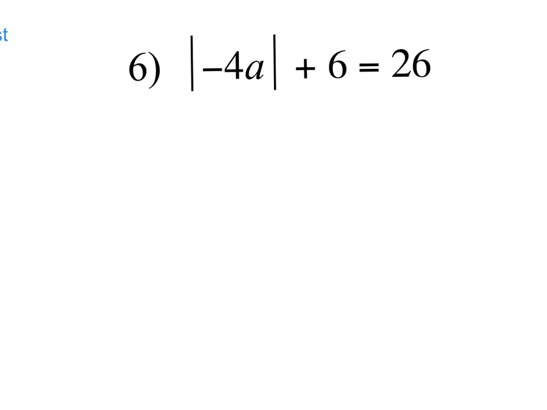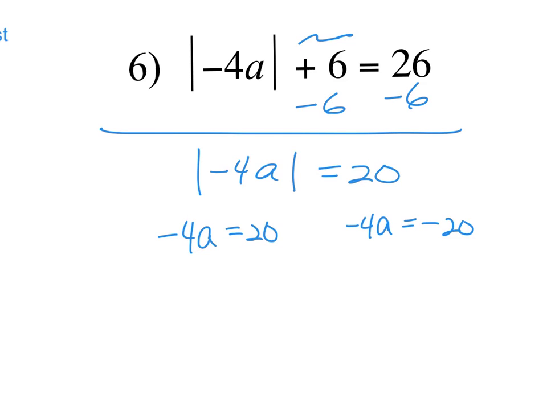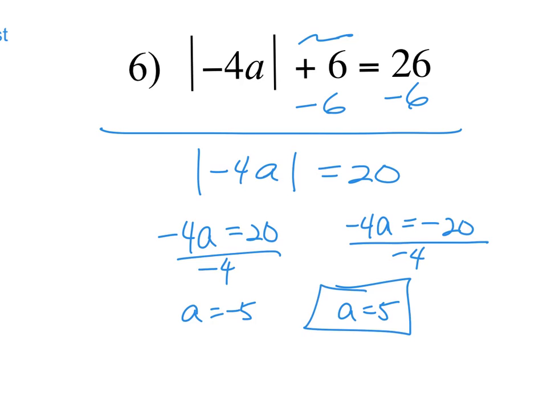So similarly for this problem, we have to first get the bars by themselves. We have this extra plus 6 right there, so we're going to take that away from both sides. Then we'll have the absolute value of negative 4a is equal to 20. So negative 4a is equal to 20, and negative 4a is equal to negative 20. When we divide both sides by negative 4, we'll have a is negative 5. Dividing both sides by negative 4, we'll have a is equal to 5. So those are our two solutions.